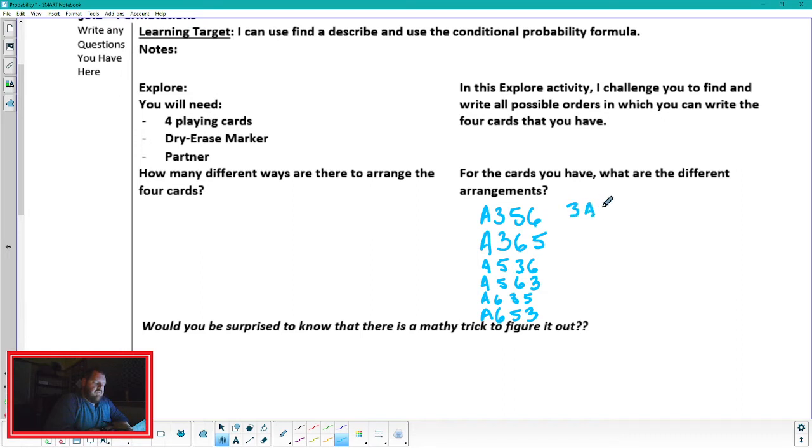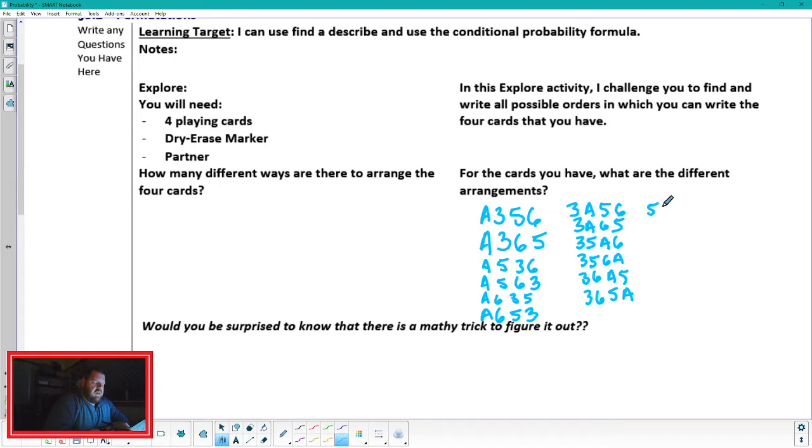Maybe I have 3, ace, 5, 6; 3, ace, 6, 5; 3, 5, ace, 6; 3, 5, 6, ace. Let's see, sorry, 3, 6, ace, 5, and 3, 6, 5, ace. Those are all the options that start with a 3.